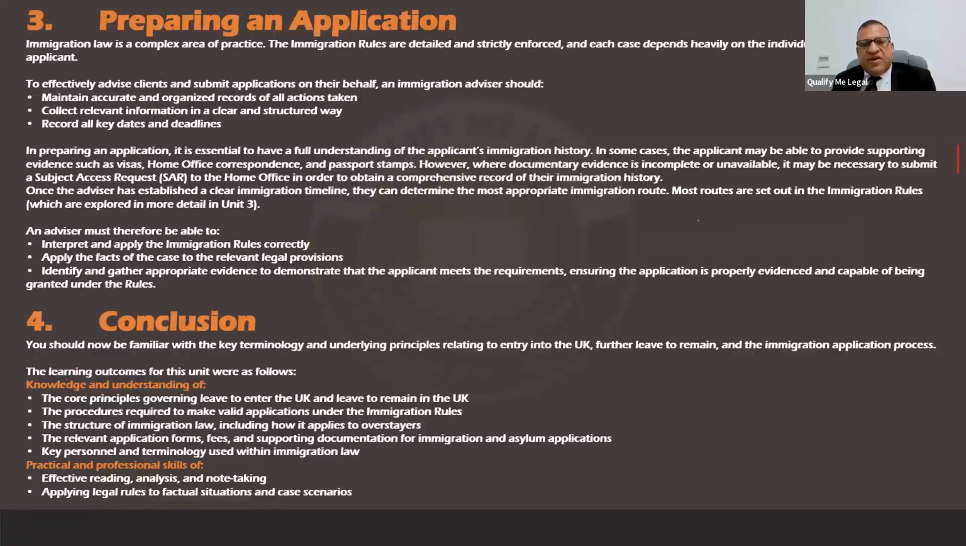Okay, let's move forward. An advisor further must be able to interpret and apply the immigration rules very correctly, and they should know how to apply the facts of the case, and they should identify and gather appropriate evidence to demonstrate the application meets the requirements. It's important to provide the evidence properly, and they must be capable of applying the exact rules according to the circumstances of individuals.